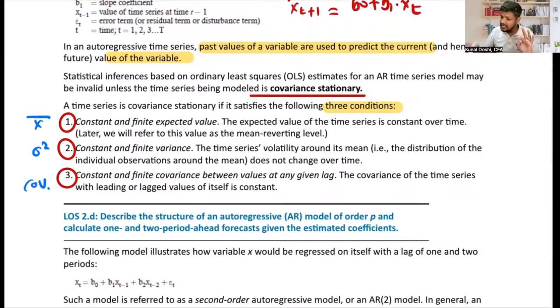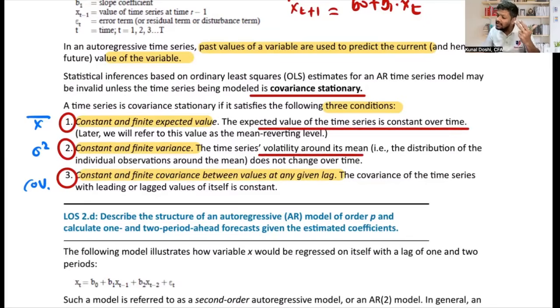Now, these three parameters should be constant and finite. Constant and finite. Okay, see this. So what does it say? The expected value, that is the mean, is constant over time, the volatility around the mean does not change, it is constant, and the covariance between the values at any given lag is also constant.